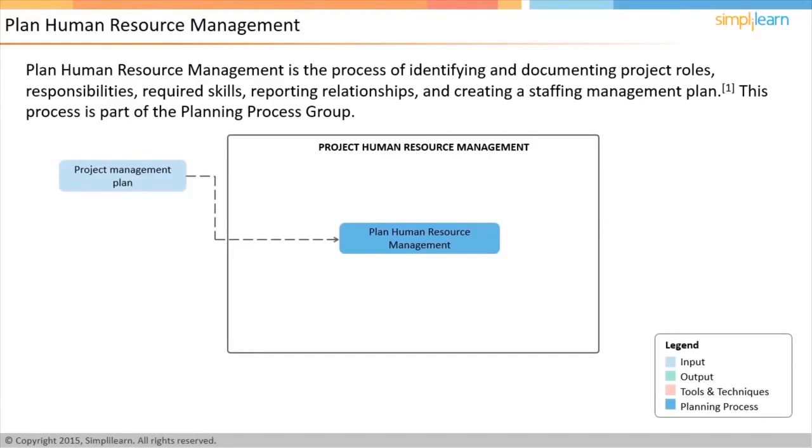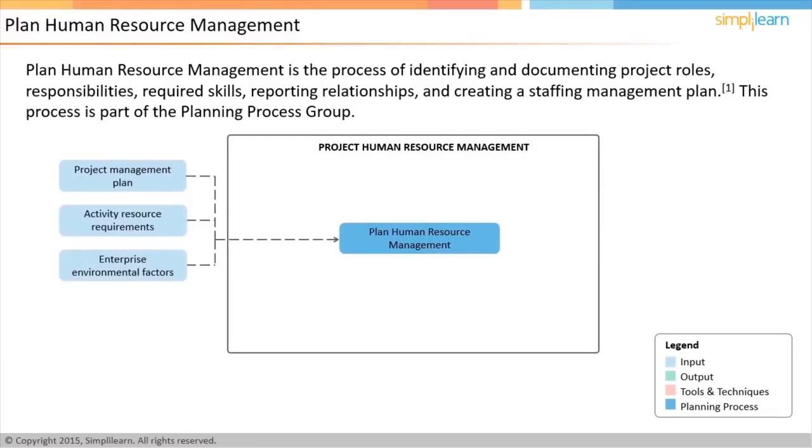For example, the project lifecycle processes, the timelines, how the work will be accomplished, etc. The other key input for this process is the activity resource requirement. Team members can be identified based on these requirements. In addition to this, enterprise environmental factors like current employment outlook, etc., are also important.